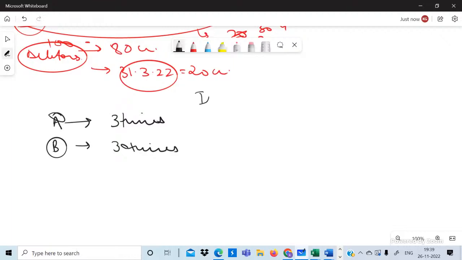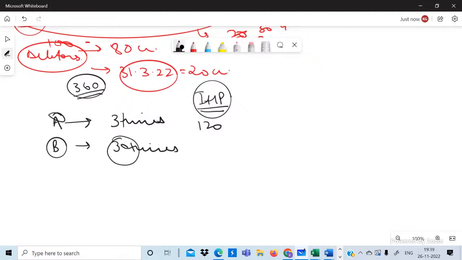So if I want to calculate my inventory holding period, what will happen? Let's assume I've got 360 days in a year for ease of calculation. The inventory holding period will be 360 upon 3, which means over here I'm holding inventory for 120 days. But in the second case, I'm holding inventory for only 12 days. Which one is better? You want to keep the inventory in the godown on the shelf for 12 days, or for 120 days before it is sold? Of course, B.